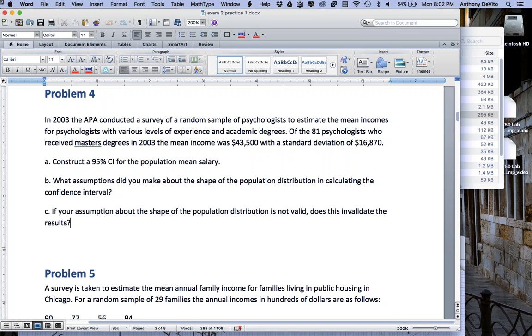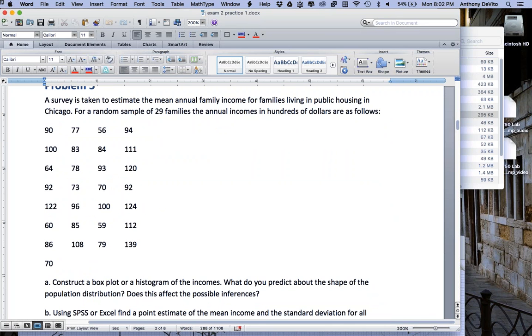But our calculation of the confidence interval is pretty robust, so we can tolerate a certain amount of deviation from a perfect normal distribution in the population. So just because the population is not perfectly normally distributed doesn't necessarily invalidate our results. Somebody might ask about that on a test.